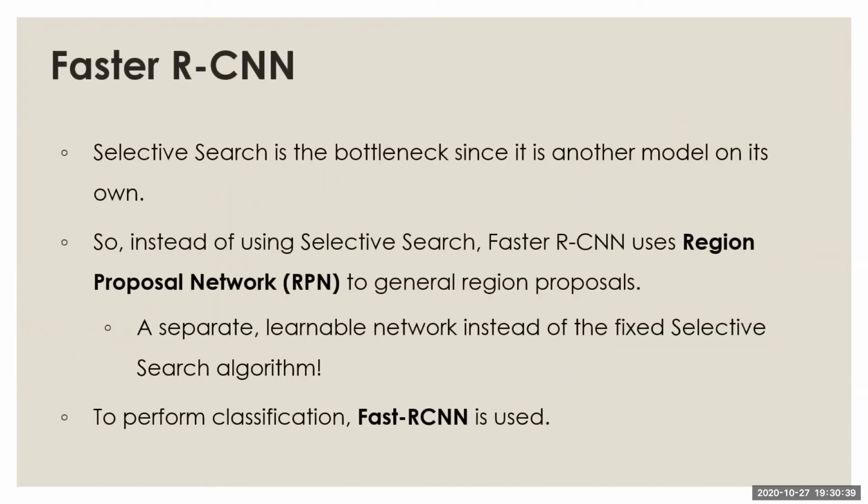So what do we do then? Instead of using selective search, we now use a region proposal network. It's actually a separate learnable network, so it's not a fixed algorithm anymore. It's a learnable network with parameters itself. And then to perform classification, we use fast RCNN. So this is why we discussed fast RCNN a while back.